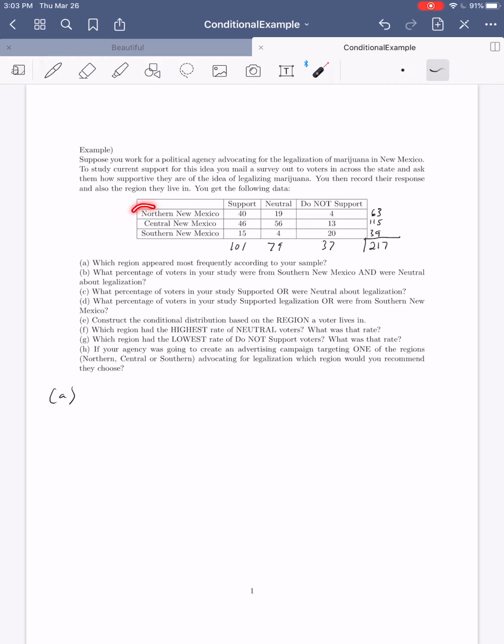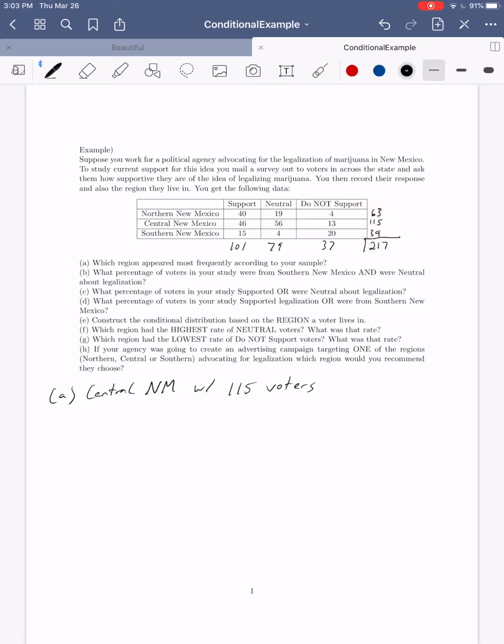We're just trying to figure out which of these three regions showed up the most frequently. We can easily see that it was central New Mexico with 115. So we would say central New Mexico with 115 voters, right? So that's all we need to say. We know that's the most frequent because it had the highest frequency in terms of voters. That might indicate to us that central New Mexico has a higher population density than northern New Mexico or southern New Mexico because we found more voters living there than we did in the other two regions.